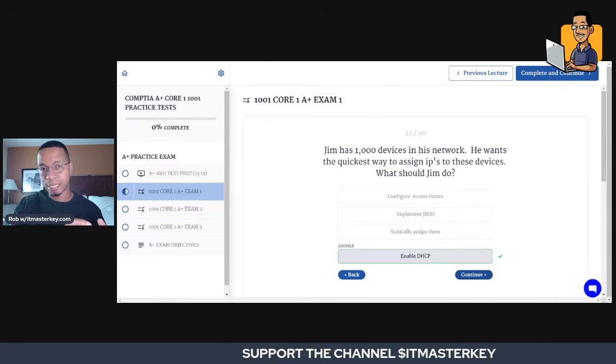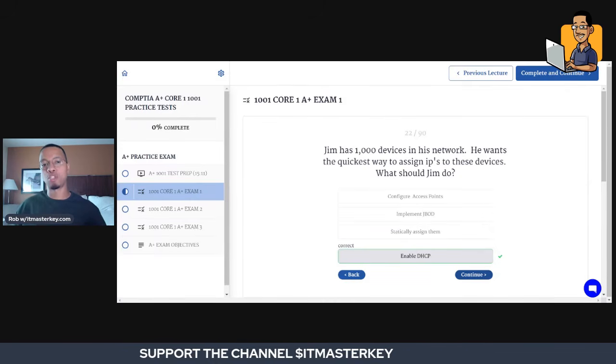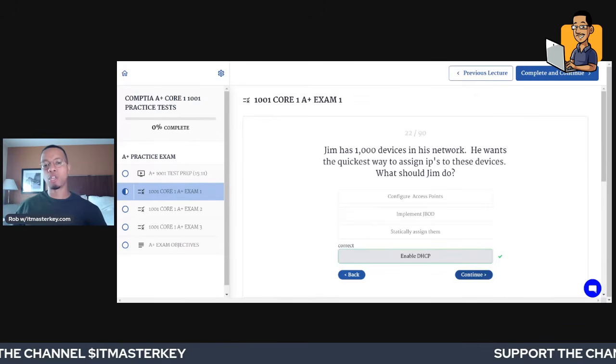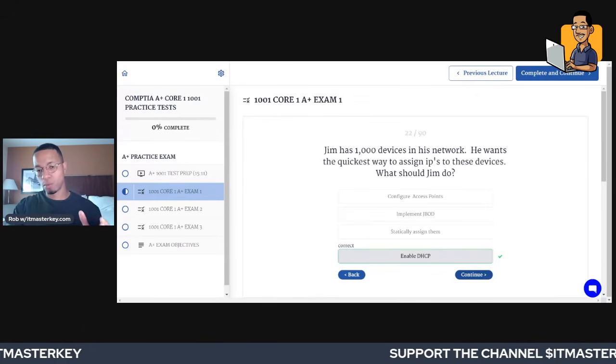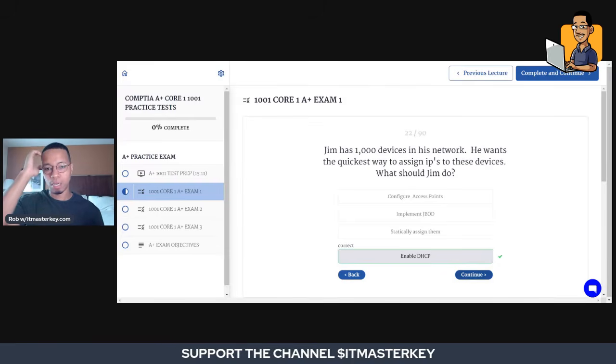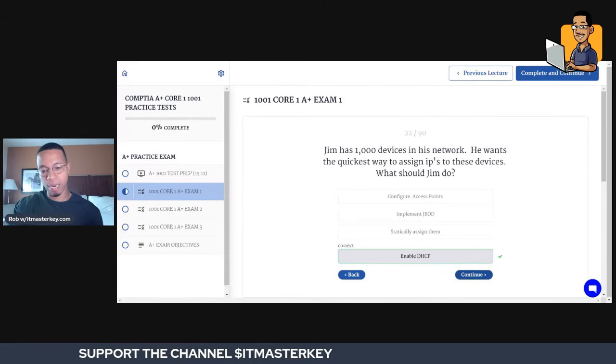Now, if you statically assign them, statically just means that you manually assign them, right? Instead of automating things, you would statically or manually assign them, right? So since he wants to do it the quickest way, he would enable DHCP.